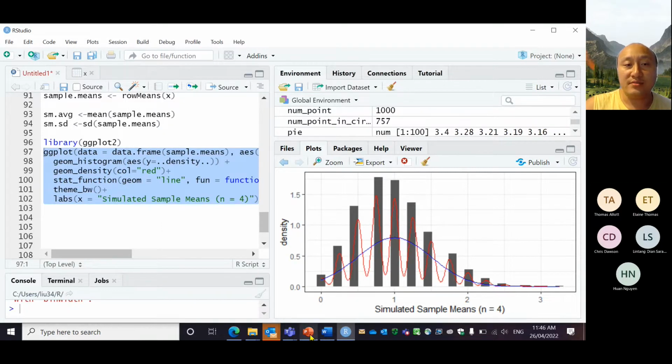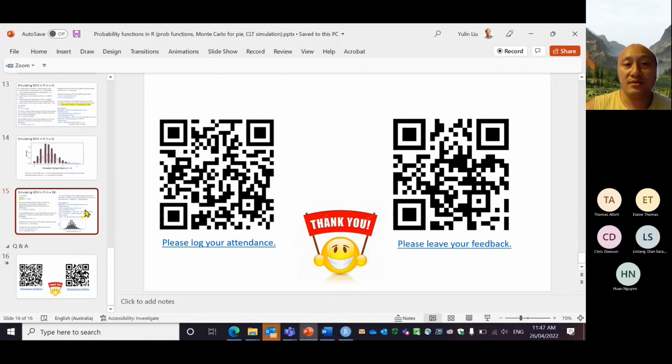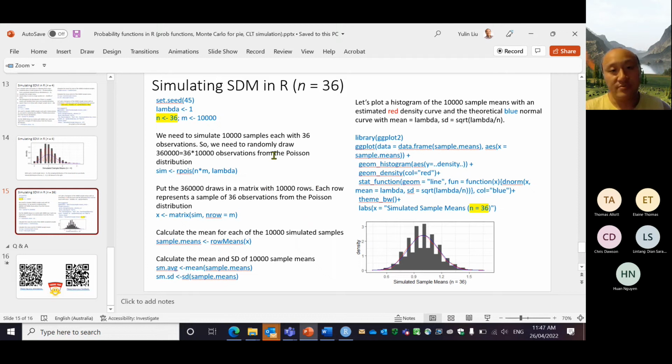I have the graph on the second page here. You see, with such a small sample size, the sampling distribution of the mean based on a positively skewed Poisson distribution is still skewed to the right. Okay, now let's increase our sample size to 36. We just repeat the same thing. The only difference here is that the sample size of each sample is now not 4, it's 36. Everything else is the same.